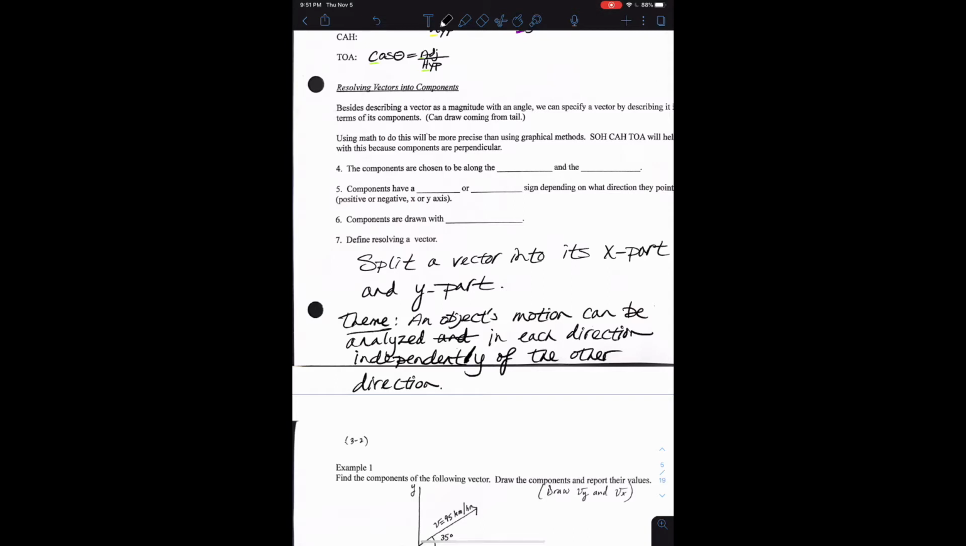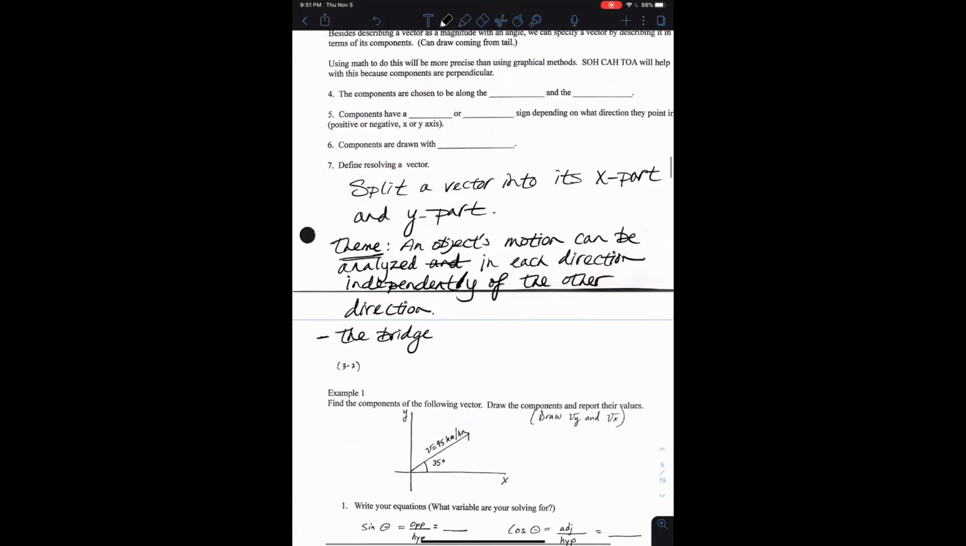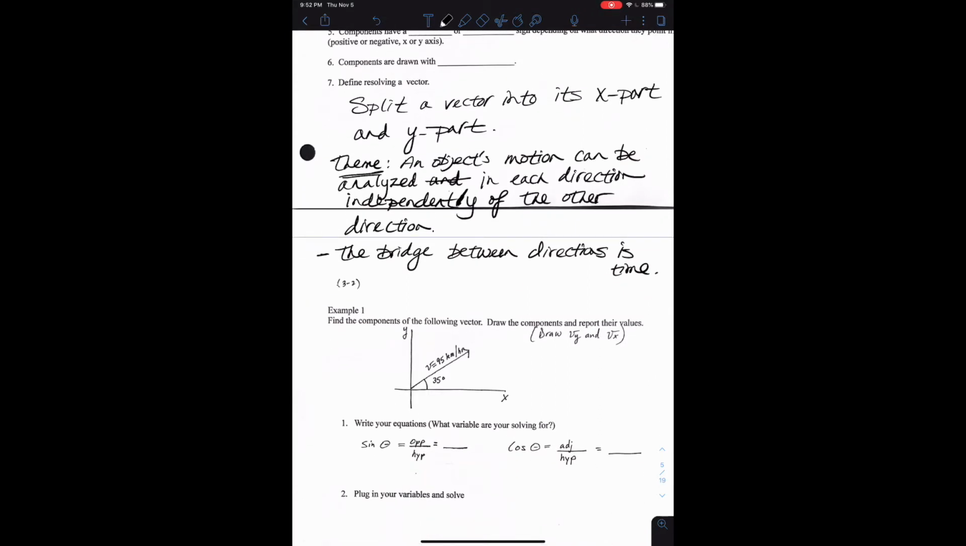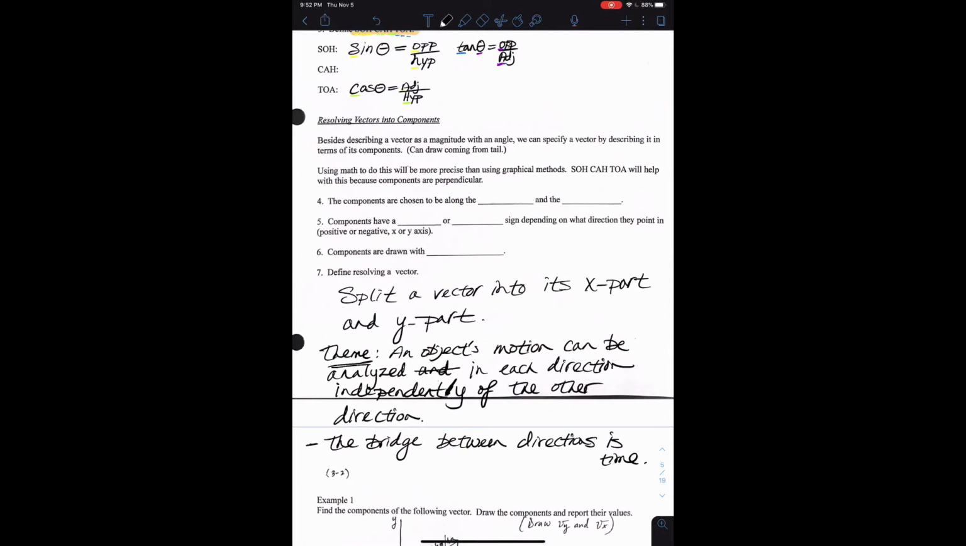And the bridge between the directions, and this is going a little bit beyond what we need to know for today, the bridge between the x and the y direction is going to be time. All right, so we'll leave that there about the bridge being time right now, and we'll look at an example. Up here, I know we left some blanks, and that's probably fine.